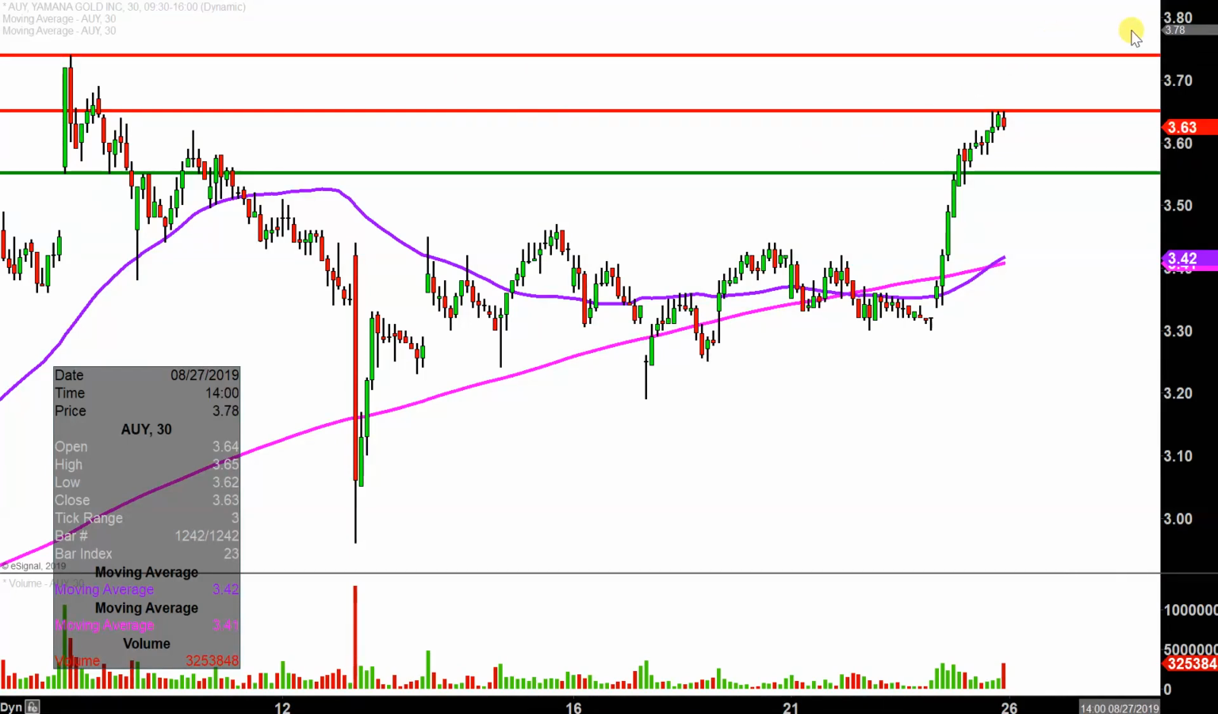All in all, though, any way to look at it, great way to close out the week. Great price action, great volume. And now it's definitely just a question of can the price build upon this momentum next week?